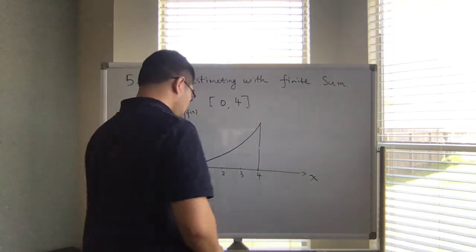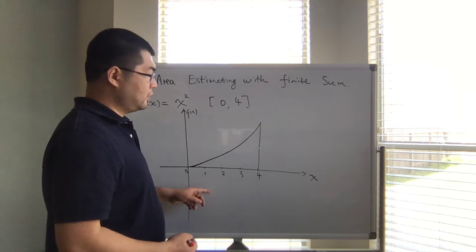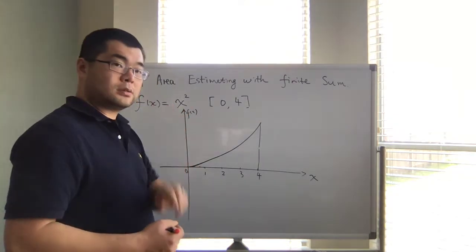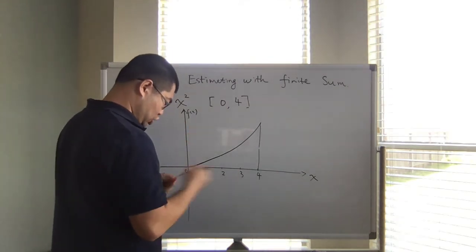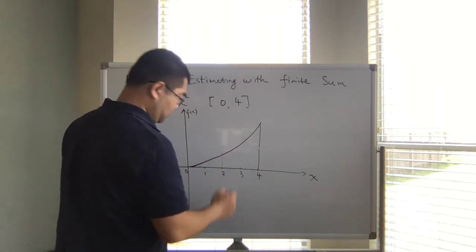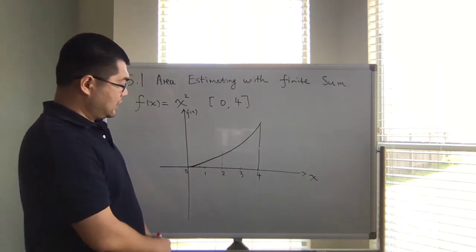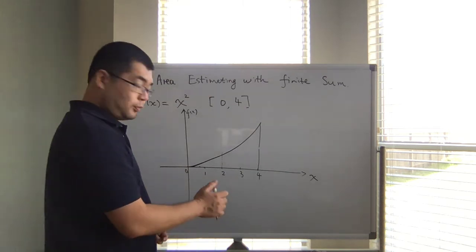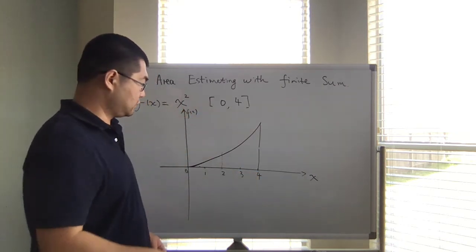Now, the interval is from 0 to 4. First of all, I would like to partition my interval into two equal length intervals. In other words, put a vertical dashed line through x equals 2. This is going to partition my interval into two parts, right? Each length is 2.